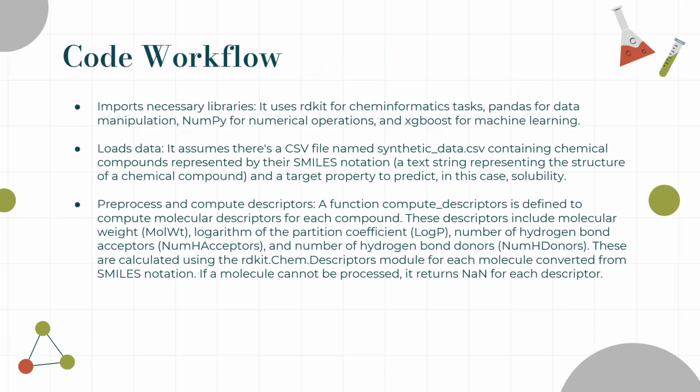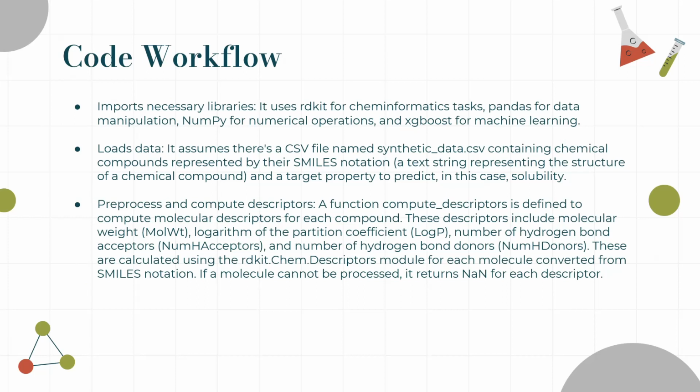So the code workflow. First of all, it imports necessary libraries. It uses rdkit for chemical informatic tasks, pandas for data manipulation, numpy for numerical operation, and xgboost for machine learning. Then it loads the data. The loading of the data that we have done is using Intel's Modin library. I've created a CSV file named synthetic data 1.csv, which contains chemical compounds represented by SMILES notation, a text string representing the structure of the chemical compound, and the target property to predict, in this case solubility.